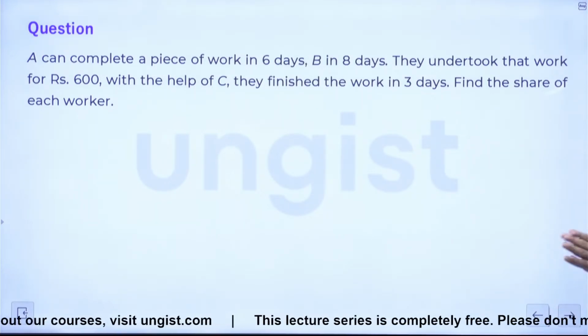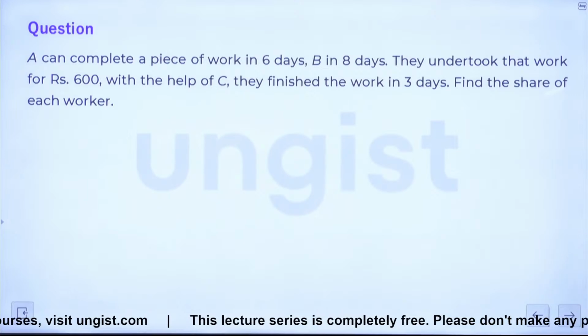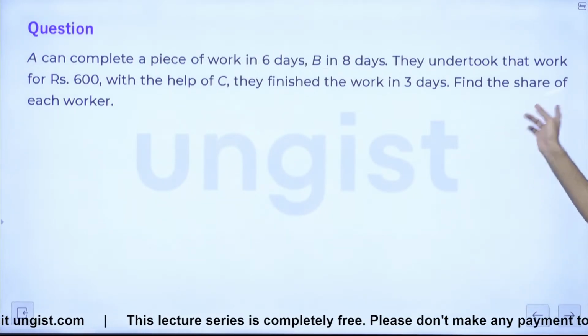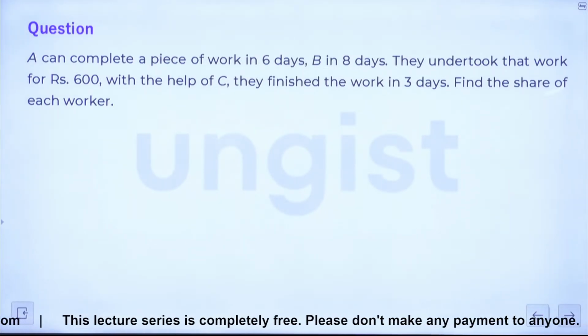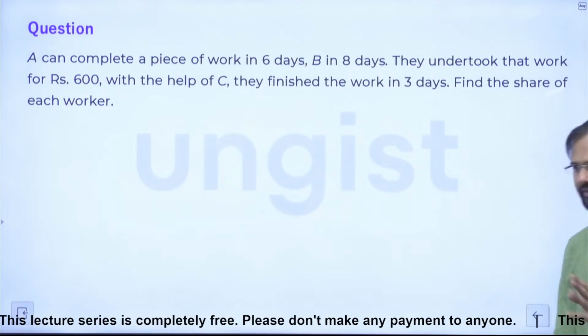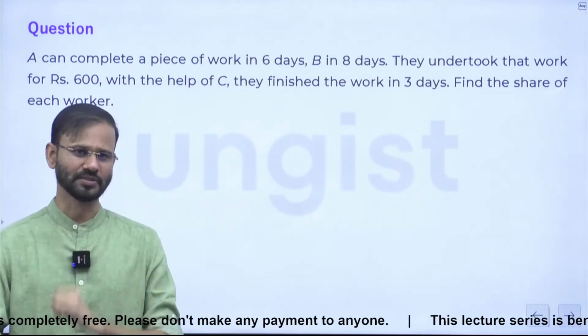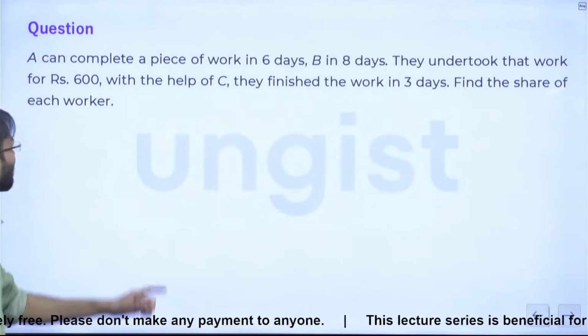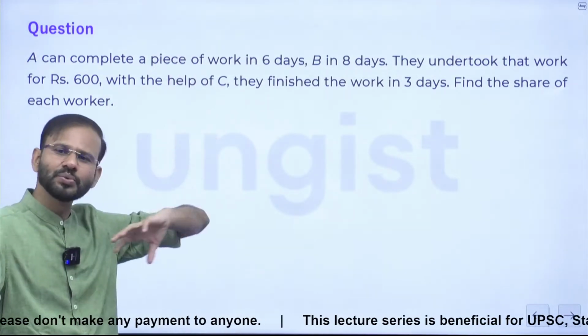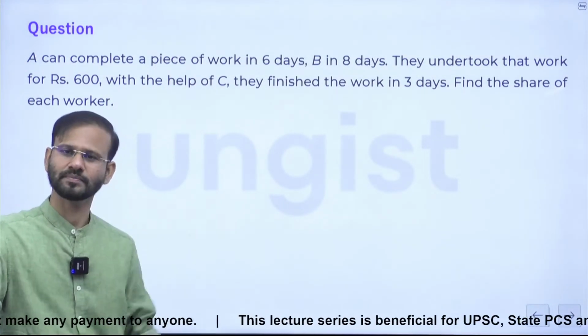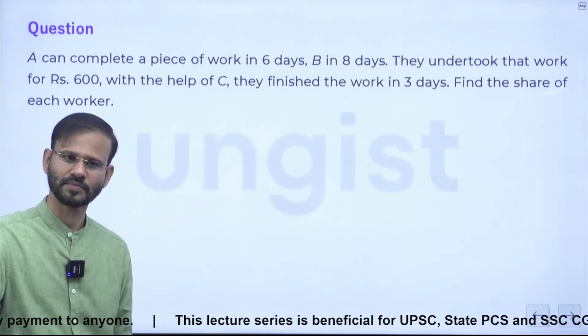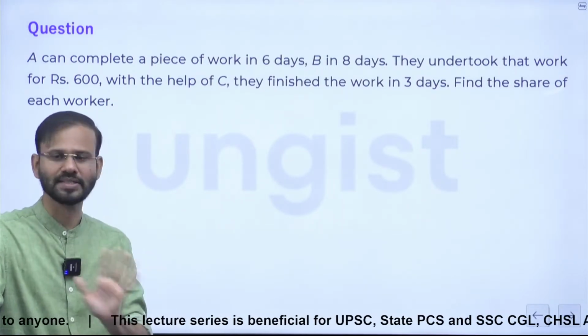right? It means all of them are working on it. In 3 days, the work was done. Question is, find the share of each worker. See everyone, just think on it. Here, I'll tell you two approaches, right? Here, if suppose that A is doing the entire work alone, so he will be doing the work in 6 days.